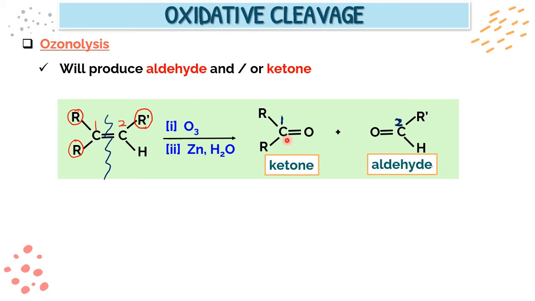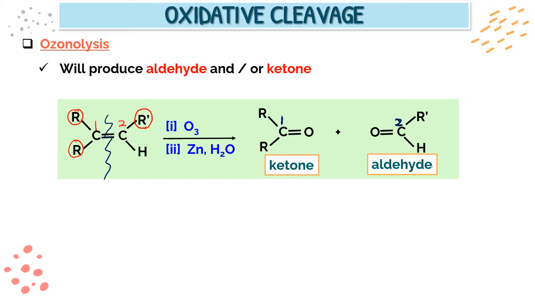Why? Because carbon number 1 over here is bonded to two alkyl groups. So the carbonyl group is in between two alkyl groups, so that's why we have a ketone. If over here, the carbon bonded to oxygen, the carbonyl group is only bonded to one alkyl group, and then one hydrogen. So this is the structure for an aldehyde. Okay, so like I mentioned before, must you get a ketone and an aldehyde for the product?